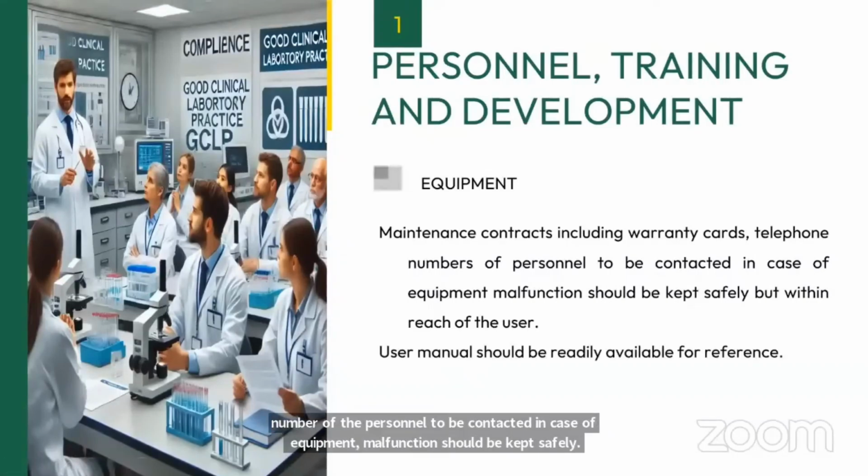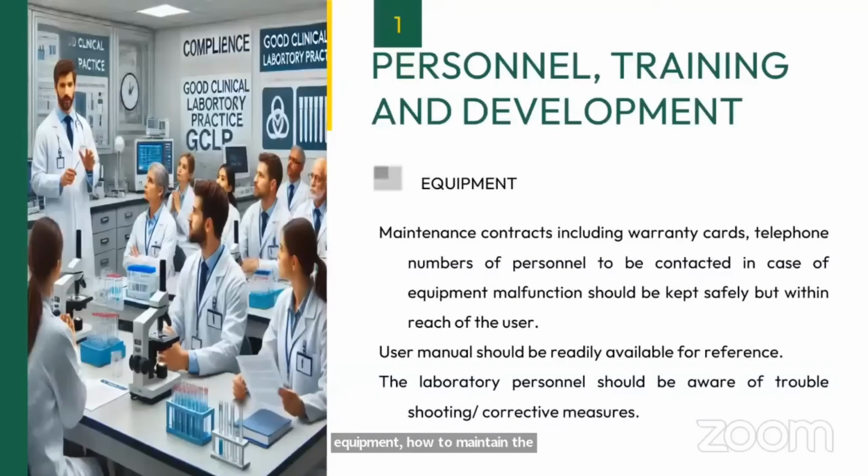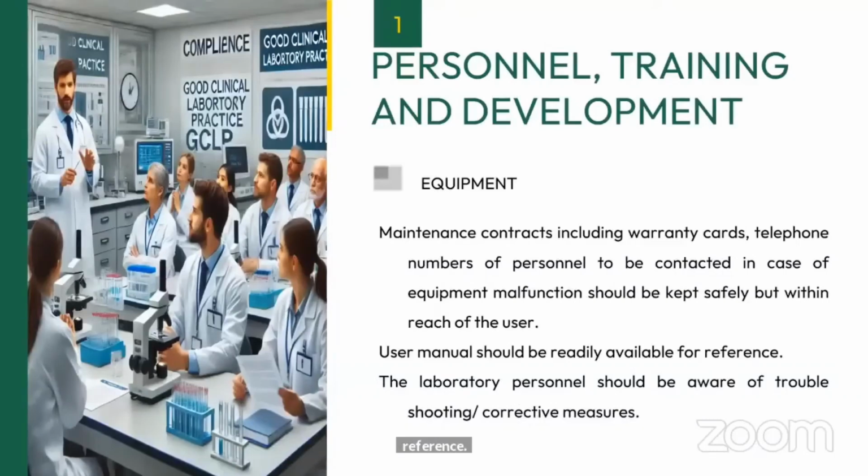User manuals should be readily available. So operator manuals, how to use the equipment, how to maintain the equipment, how to perform the maintenance, all those instructions should be available for reference. The laboratory personnel should be aware of troubleshooting and corrective measures. If there are basic minor problems in the equipment, the laboratory user should be aware of how to troubleshoot and how to correct those.